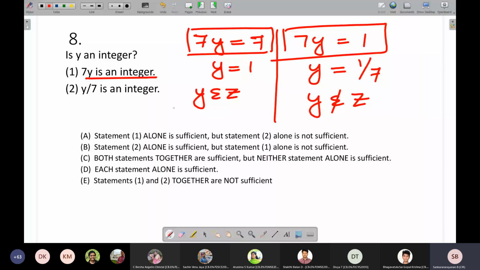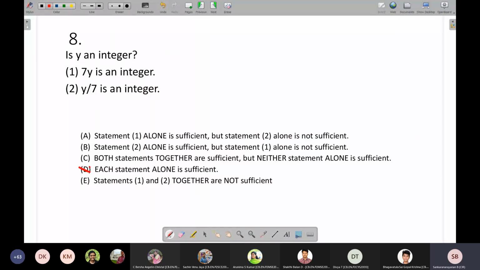So, my question, quickly answer me, is statement 1 alone sufficient enough to answer the question? Make it fast. Not sufficient. No. So, I can say option D is out and option A is also out. Look at statement 2 alone. If you take y by 7, this is an integer, it is given.